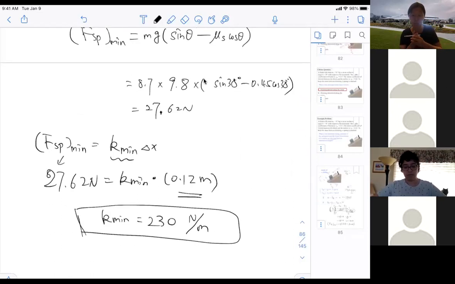Describing what kind of a spring you will need. What is the minimum strength of the spring that you will need in order for the block not to slide down. Okay, so that's one problem. This problem combines the use of a spring force and the static friction on the ramp. So it covers a lot of different bases. Any questions about how I solved this problem? Any questions on the process?